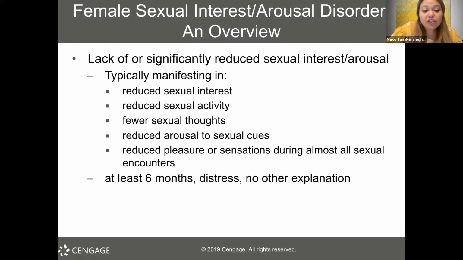The symptoms should last for at least 6 months typically, and typically to get a diagnosis, this will be causing some type of distress or impairment to the individual. And just like with the other disorder, the sexual dysfunction cannot be better explained by a non-sexual mental disorder, relationship distress, or other substance or medical conditions.